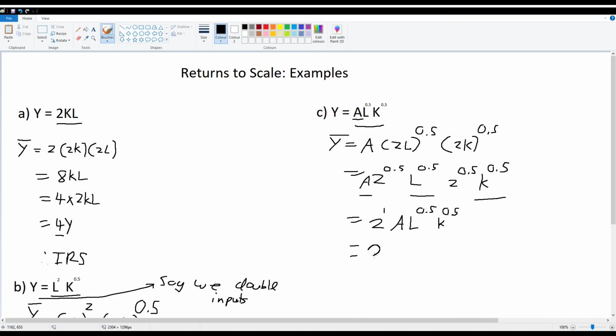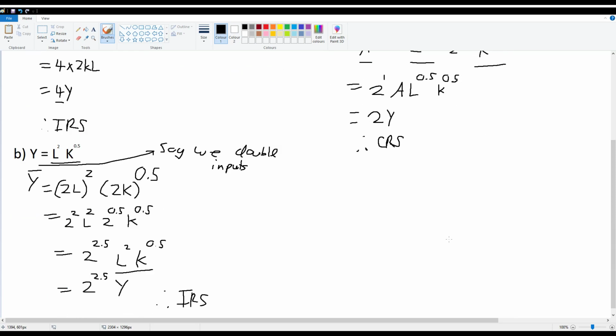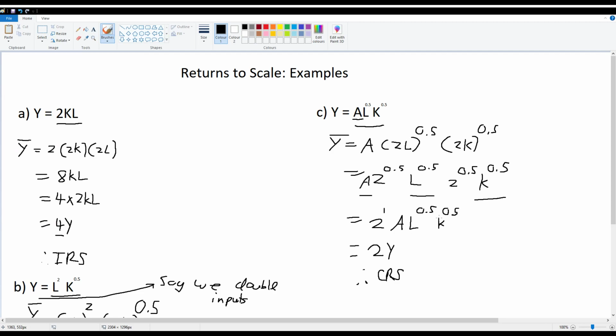Therefore, that's constant returns to scale now, because we've doubled all of our inputs, and we now have double the output. So it's a 1-to-1 ratio with the scaling up of inputs and the scaling up of outputs. Hopefully that's cleared it up. Generally, you just want to do this sort of double methodology. It's quite clean and easy to use.